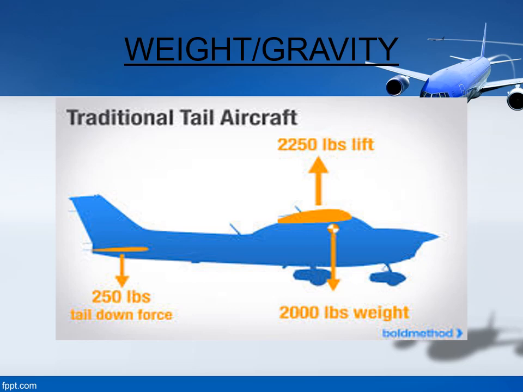In the illustration, it shows that 2,250 pounds of lift is generated by the wings, enough to overcome the 2,000 pounds gross weight of the aircraft, thus making flight possible, all while being balanced by the 250 pounds of downforce on the tail, allowing straight and level flight. By manipulation of these forces, it enables the aircraft to be maneuvered.